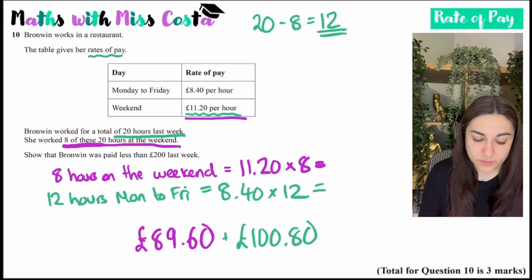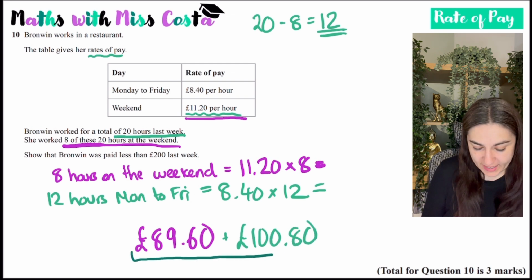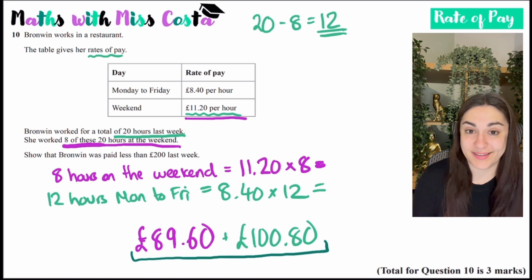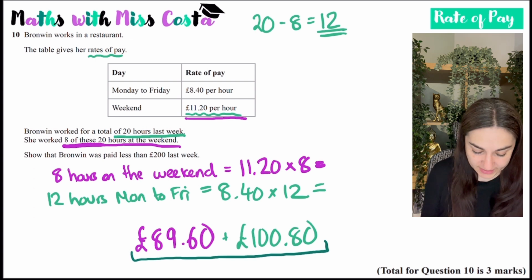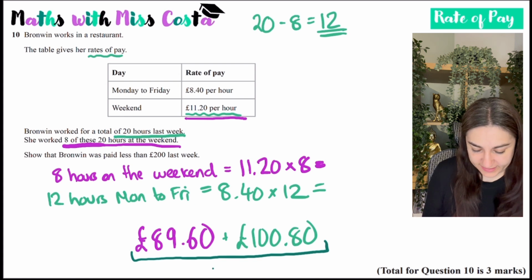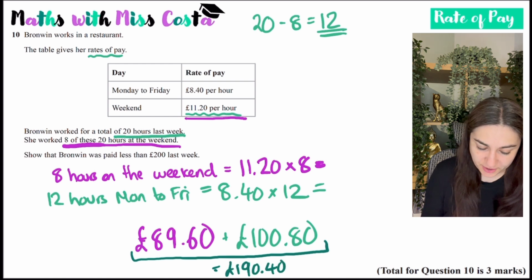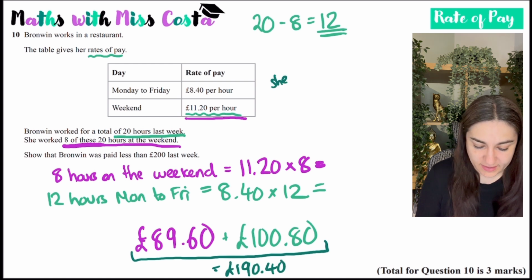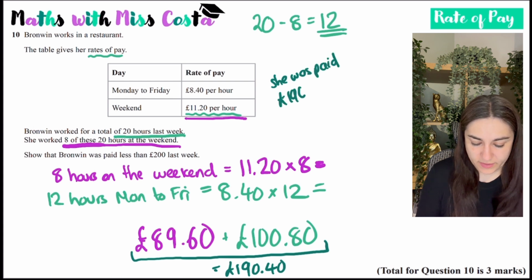So the total, remember total means you add everything together, the sum of everything. So add that together, £100.80 plus £89.60 is going to give me £190.40. So to show that, you say she was paid £190.40, which is less than 200.